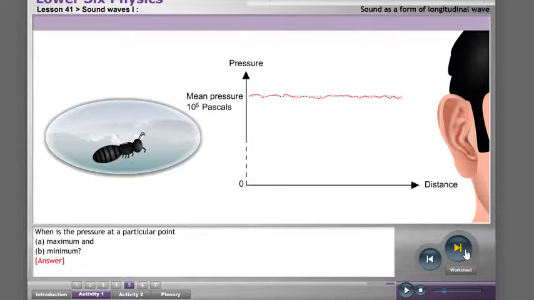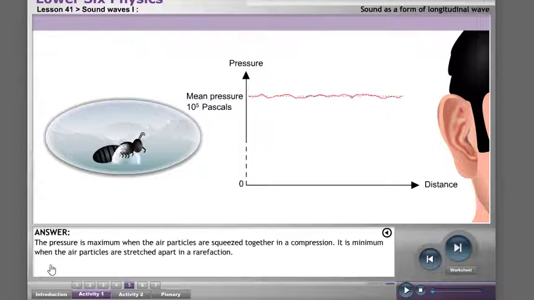When is the pressure at a particular point A maximum and B minimum? Answer: the pressure is maximum when the air particles are squeezed together in a compression. It is minimum when the air particles are stretched apart in a rarefaction.